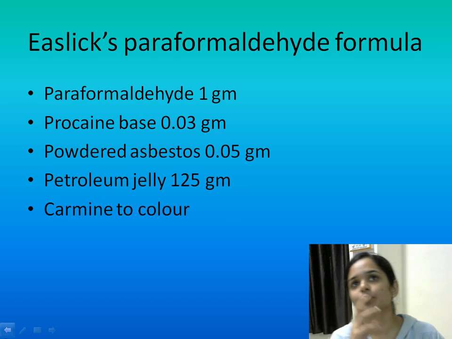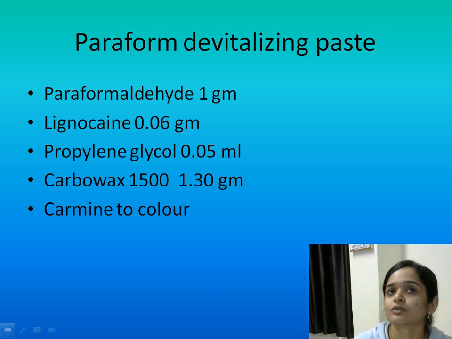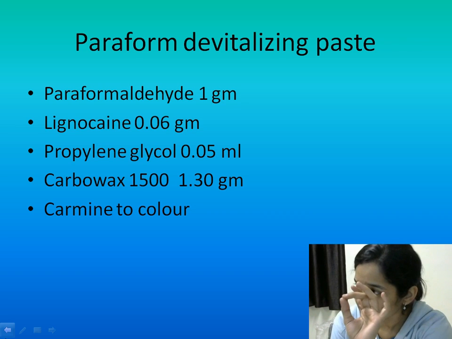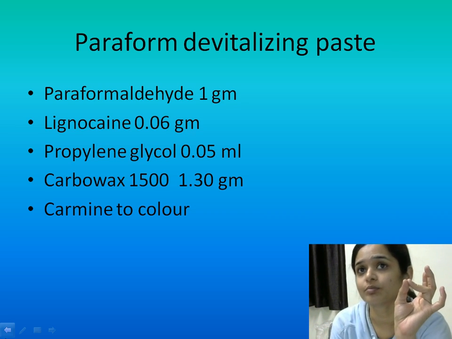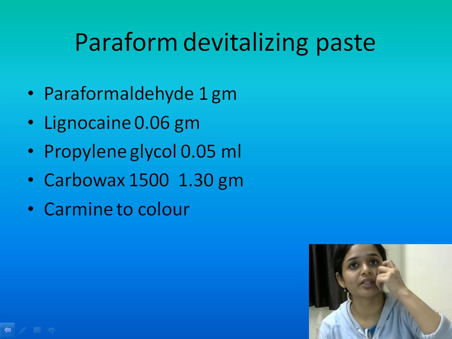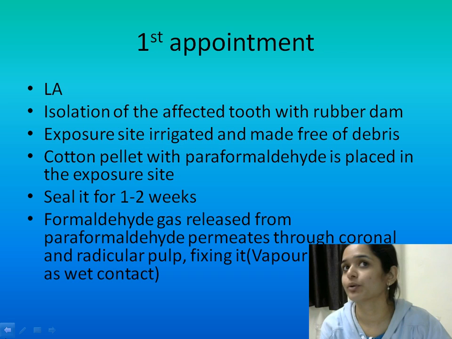Another material is Easlick's paraformaldehyde formula: paraformaldehyde 1 gram, procaine base 0.03 gram, powdered asbestos 0.05 grams, petroleum jelly 125 grams, carmine to color. Later you just mug up these compositions. Paraform devitalizing paste. Which 3 pastes did we see? Gysi Triopaste, Easlick's paraformaldehyde, and Paraform devitalizing paste. Its composition: lignocaine 0.06 grams, propylene glycol 0.05 ml, carbowax 1.30 grams, carmine to color.